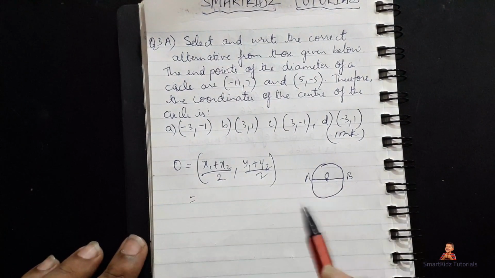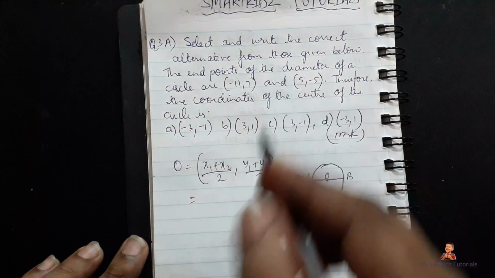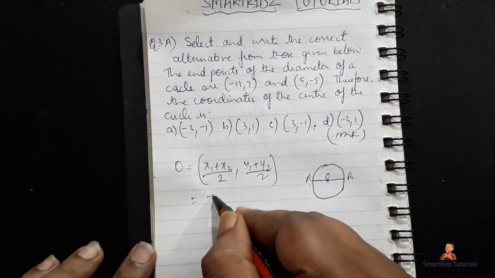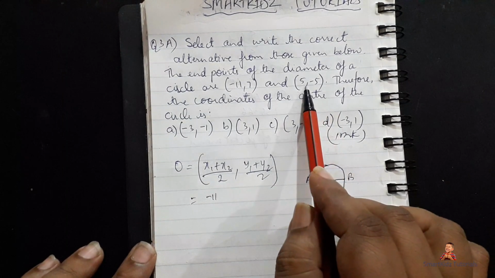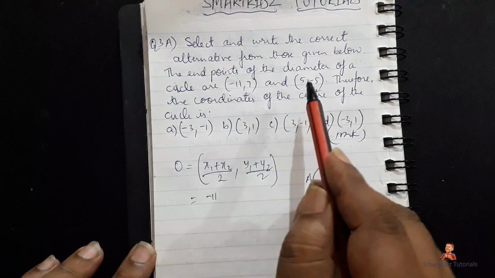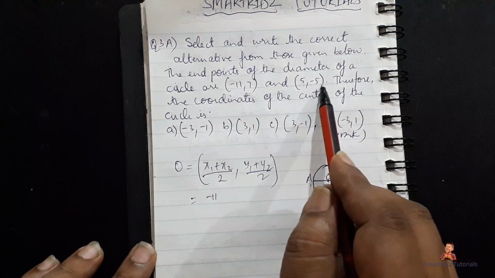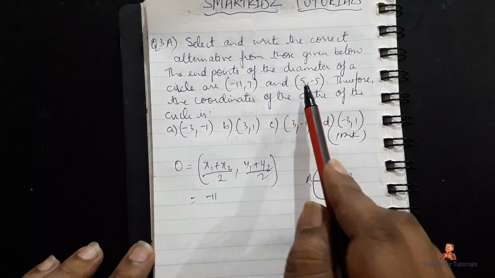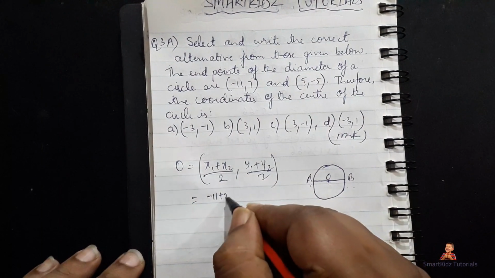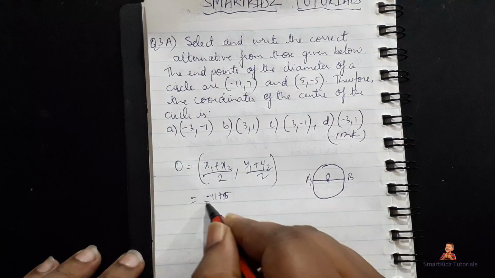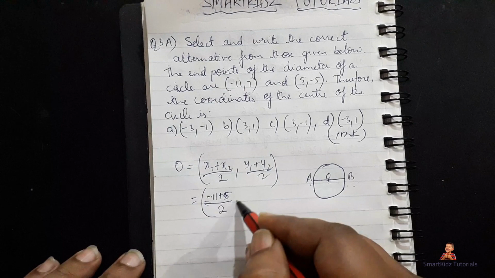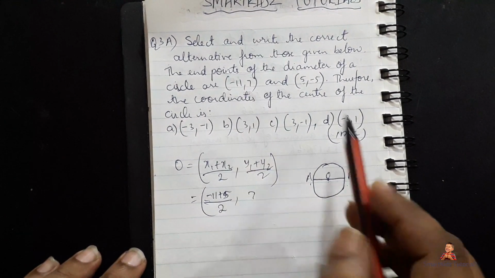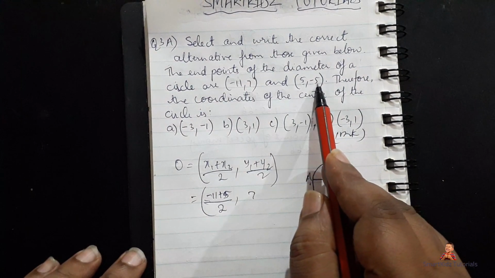So if we take A as (-11, 7), so -11 will become x1, and 5 as coordinates of B, then this (5, -5) as the coordinates of B, then this 5 will become x2. So plus 5, we can take the whole thing upon 2, comma, y1 would then be 7 and y2 would be -5.